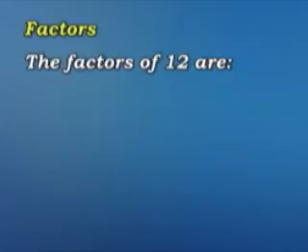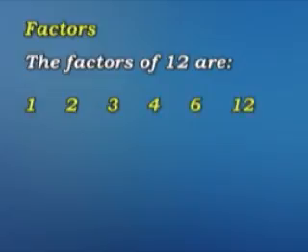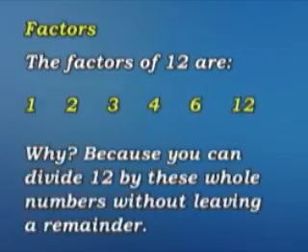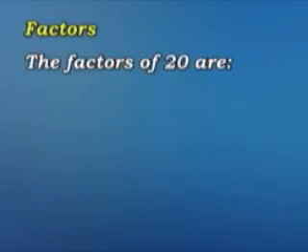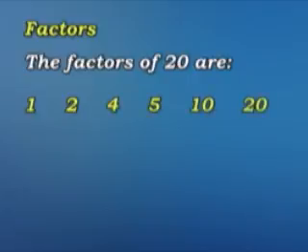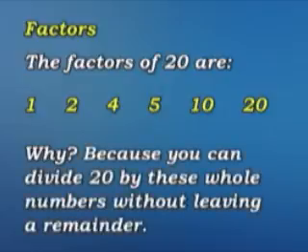The factors of 12 are 1, 2, 3, 4, 6 and 12. Why? Because you can divide 12 by these whole numbers without leaving a remainder. The factors of 20 are 1, 2, 4, 5, 10 and 20. Why? Well, again, you can divide 20 by these whole numbers without leaving a remainder.